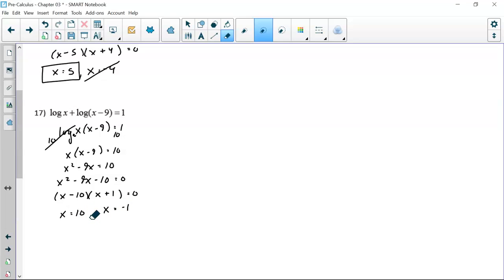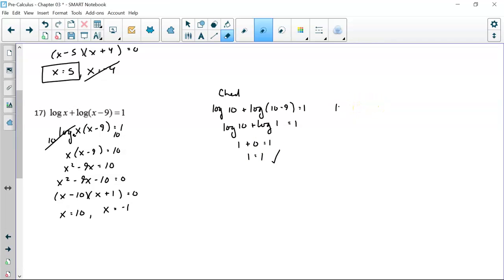Make sure to check both. Don't always just throw out the negative. There are cases where the negative does work. So the log of 10 plus the log of 10 minus 9 equals 1. So it's the log of 10 plus the log of 1 equals 1. And actually what it is, it's 1 plus 0 equals 1. So 1 equals 1. It's a nice, valid solution.